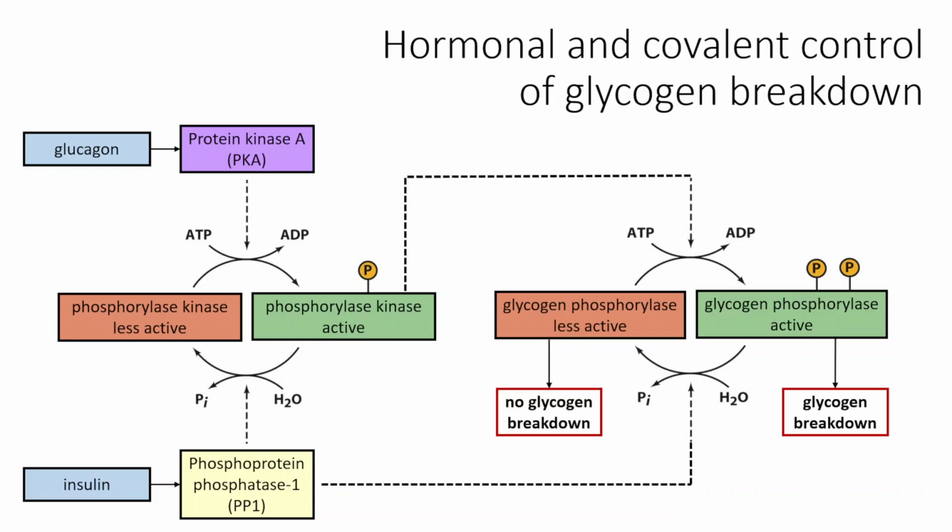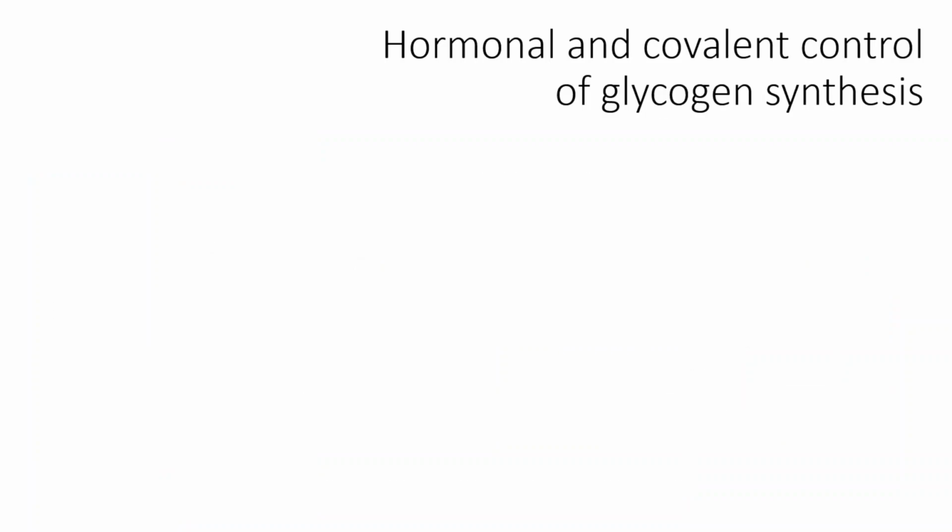And when glycogen phosphorylase is less active, this means there's no glycogen breakdown, which makes sense because when there is insulin signaling, there are high levels of sugar available. There's no need to break down glycogen because there's no need for more glucose. There's already plenty of glucose. So let's look at how that works in terms of glycogen synthesis.